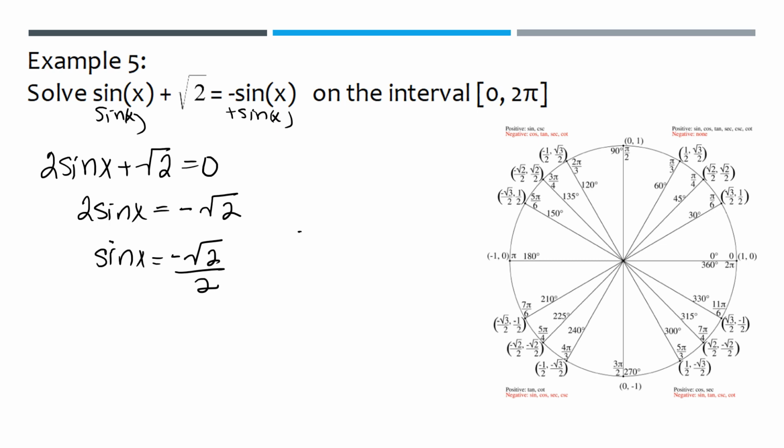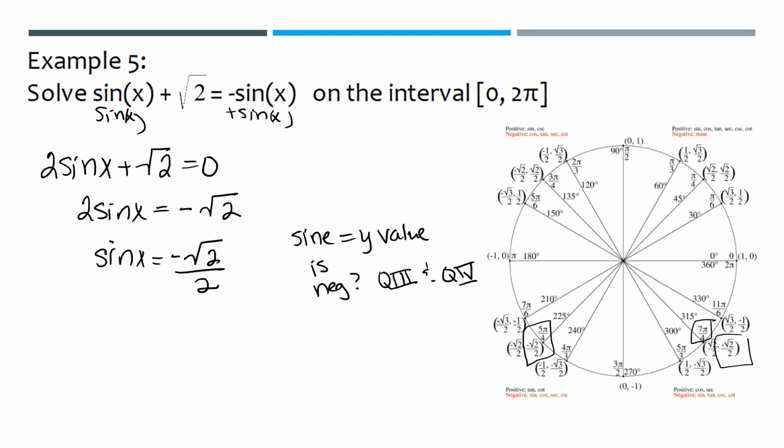So I need to first know sine equals the y value, and in what quadrants is it negative? So our sine being negative is going to be in quadrants 3 and quadrant 4. So I want to know, where do my y values equal negative root 2 over 2? And I'm looking in quadrants 3 and 4. Remember, these are my favorites. I love the root 2 over 2's because they're always related to the pi over 4 radians. They're always the same. So at 5 pi over 4, my y value is negative root 2 over 2. And at 7 pi over 4, my y value is negative root 2 over 2.